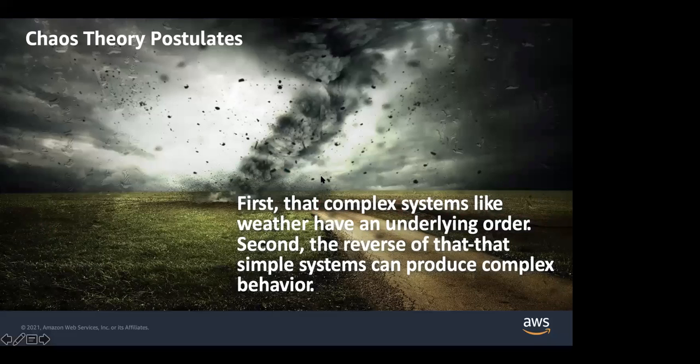So chaos theory is actually a theory that postulates, firstly, that complex systems, for example, like weather, have an underlying order. Second, the reverse of that, that simple systems can produce complex behavior. So this is a whole science around chaos theory and how order can be derived from chaos and how order can de-evolve into chaos. It's actually something very interesting. It's a great topic to get into much deeper. We're going to cover more on the technology side of things, okay?